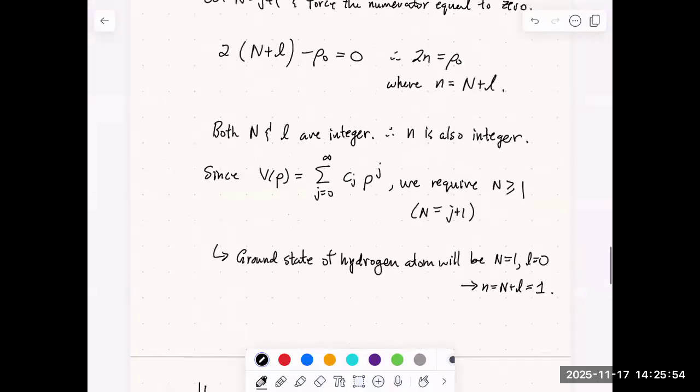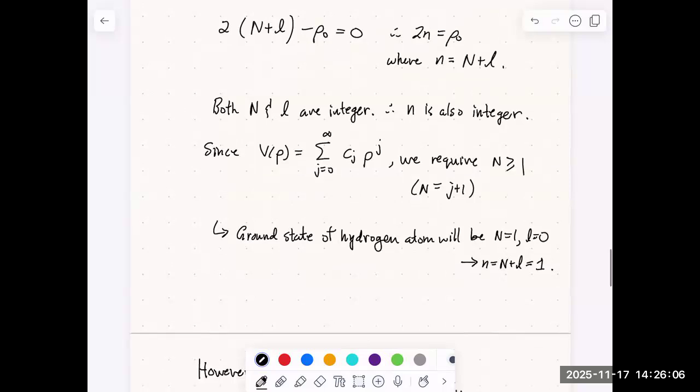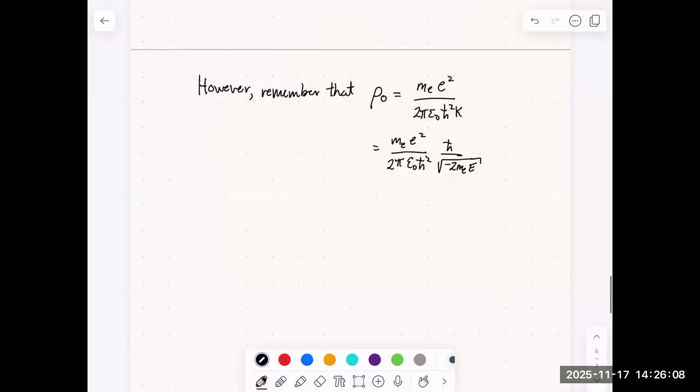There it is. So now what we're going to do is say that rho 0 has to be equal to 2 times little n, and little n is an integer. It starts from 1. But we said this was 2n. I want to find the energy, so I'm going to square everything to get rid of that square root.